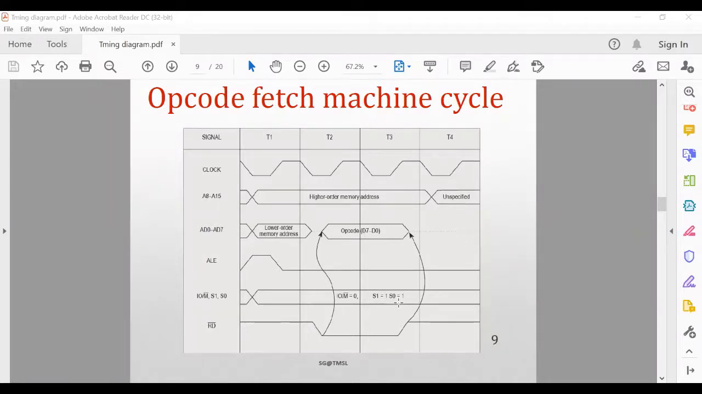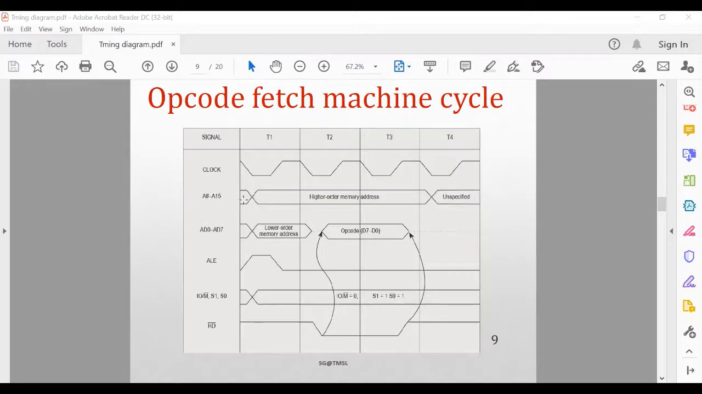Right now I would like to discuss how these signals are changed and what is the function of each step, T1, T2, T3, T4, T state. I will explain it now, so listen carefully. For opcode fetch machine cycle, we need 4 T states. The negative edge, falling edge of one pulse to the rising edge of the next pulse is called 1 T state. So this is the T1 state, then T2, then T3, and T4.